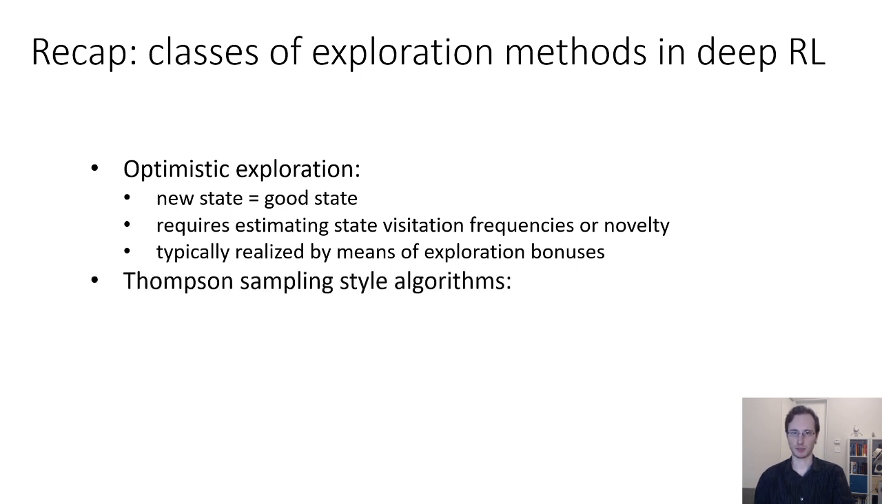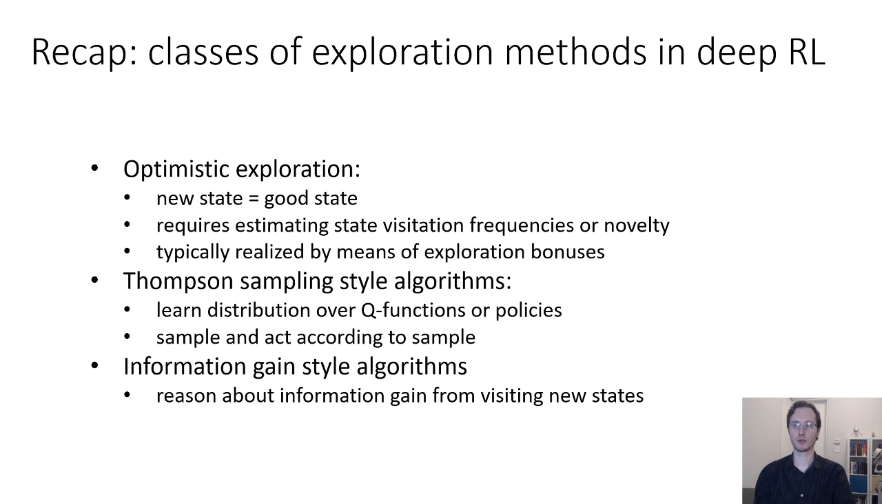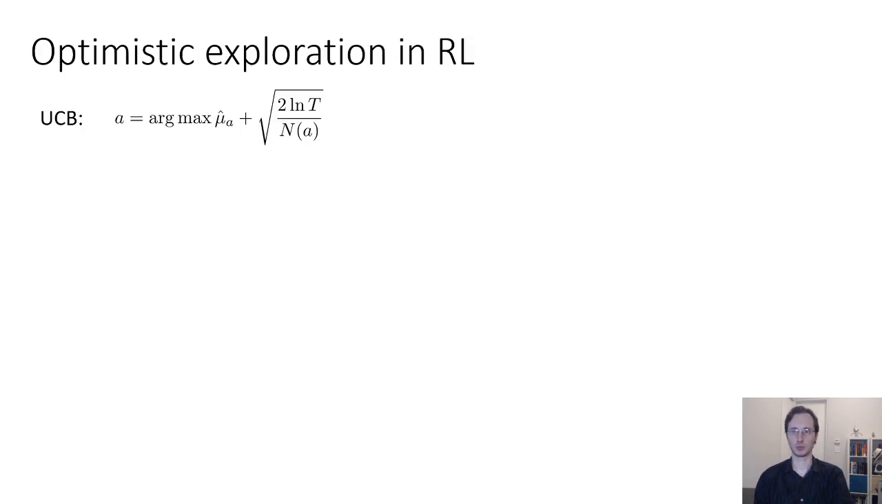We have Thompson sampling style algorithms. So these are algorithms that learn a distribution over something, either a model, a Q function, or a policy, just like we learned this distribution over bandit parameters before. And then they sample and act according to that sample. And then we have information gain style algorithms, which reason about the information gained from visiting new states and then actually choose the transitions that lead to large information gain.